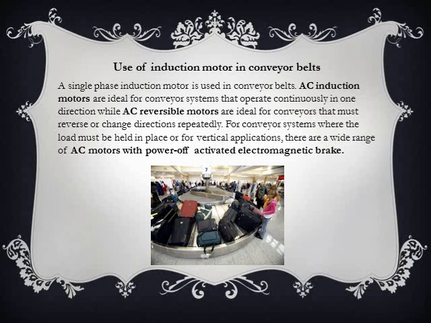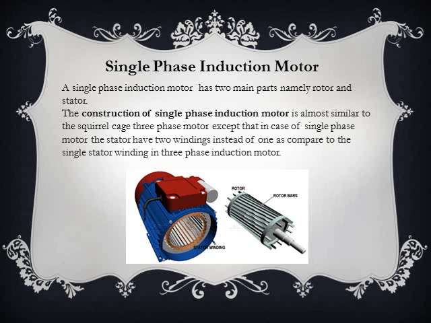Use of induction motor in conveyor belts. A single-phase induction motor is used in conveyor belts. AC induction motors are ideal for conveyor systems that operate continuously in one direction, while AC reversible motors are ideal for conveyors that must reverse or change directions repeatedly. For conveyor systems where the load must be held in place, or for vertical applications, there are a wide range of AC motors with power-activated electromagnetic brakes.